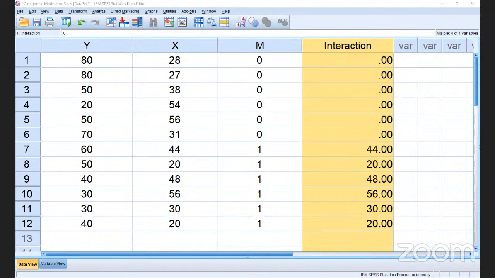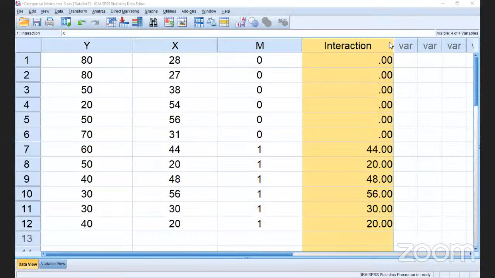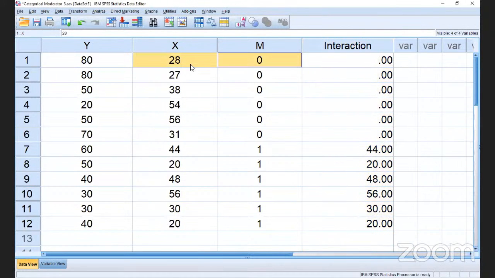Now I am showing you this interaction term. I am stopping sharing this and showing you this new interaction variable. This is my new variable, interaction. It's just a multiplication of two variables, 28 into 0, and you can check 44 into 1 is 44, 20 into 1. So this is the interaction term.